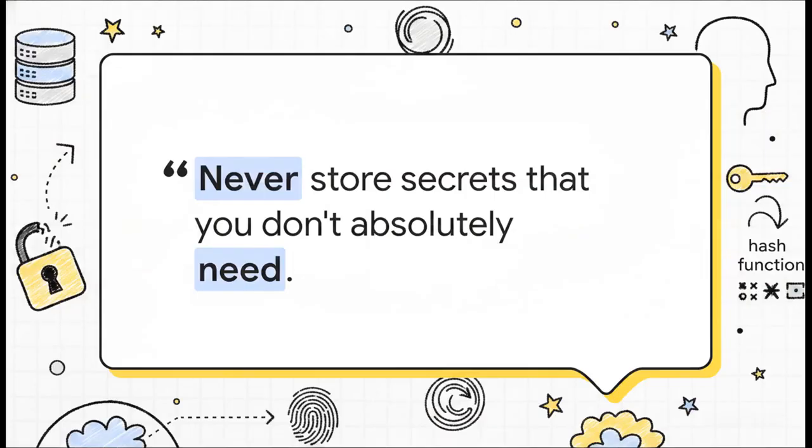And this whole process is driven by a really foundational security principle. Never store secrets that you don't absolutely need. This is a critical mindset for system architects and security engineers. Instead of using something like reversible encryption, where a master key could potentially get stolen and unlock all the passwords, they rely on these one-way functions. The server literally doesn't need to know what your password is. It only needs a reliable way to verify that you know what your password is.